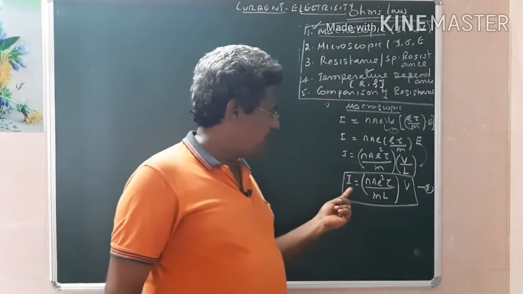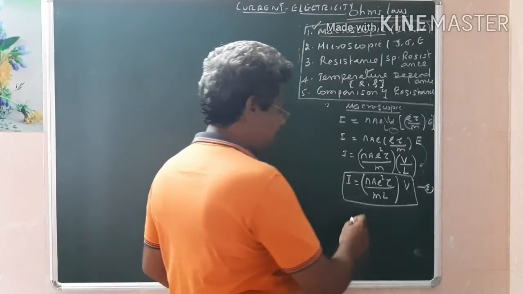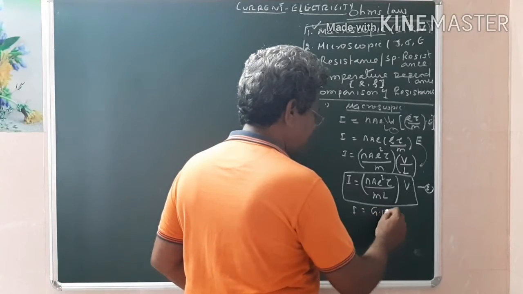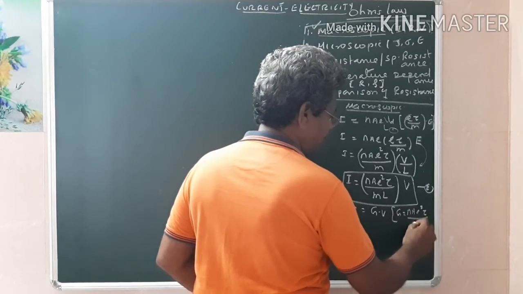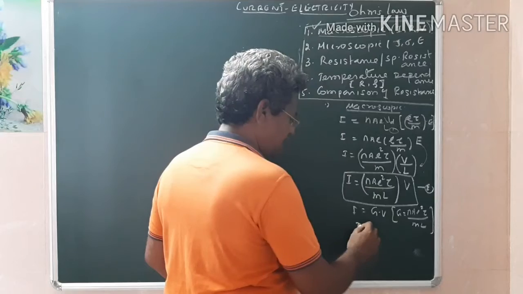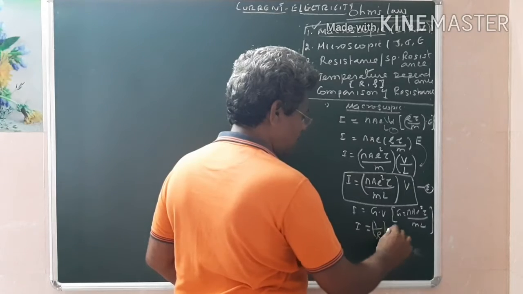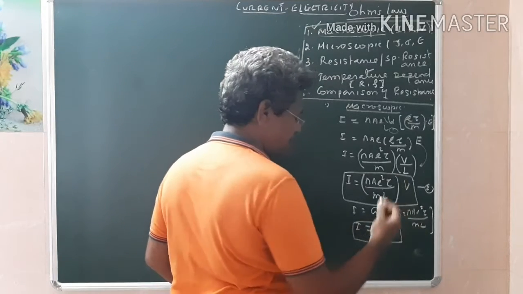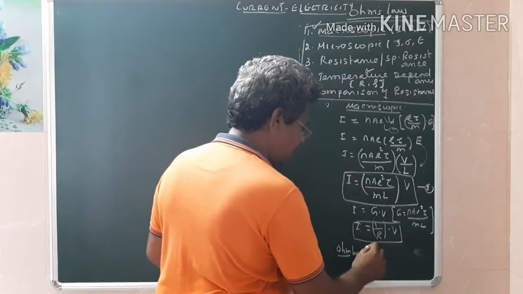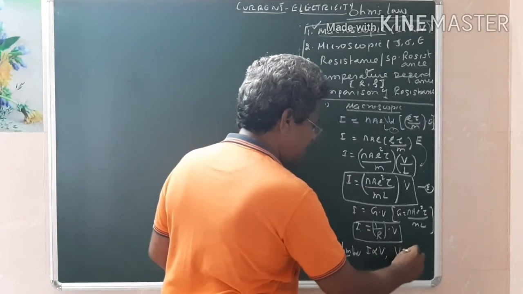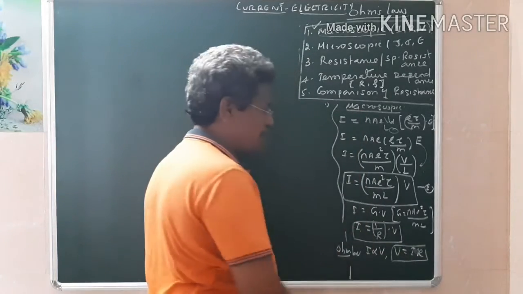Since this is the equation for current, this term, which supports current flow, is called conductance. Therefore, we can say I = G into V, where G is n A e squared tau by m L. But I want to express it in terms of R. G is nothing but 1 by R. Therefore, I = 1 by R into V. This is Ohm's law. According to the macroscopic Ohm's law, the current I is proportional to V, or V = I R. That's all. This is called macroscopic Ohm's law.